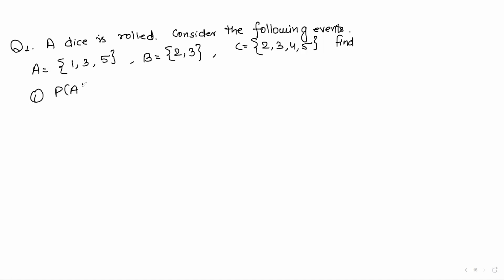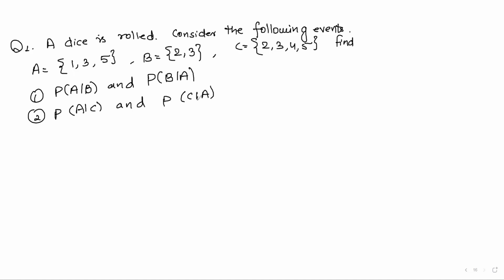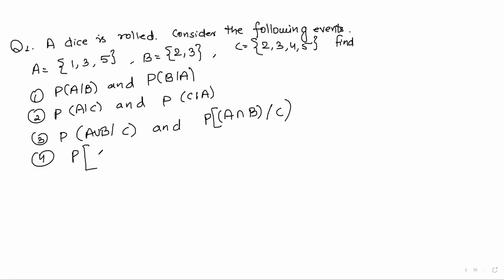Find first P(A|B), second P(B|C), P(C|A). Third, P(A union B | C), and for this P((A intersection B)|C). Please try.